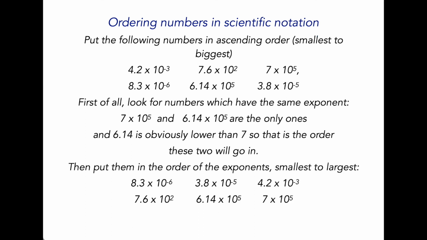For the rest, it doesn't matter what the base number is, because their order will be the order of the exponents, from the smallest, which is negative 6, to the biggest, which is positive 5. So the order is as shown.